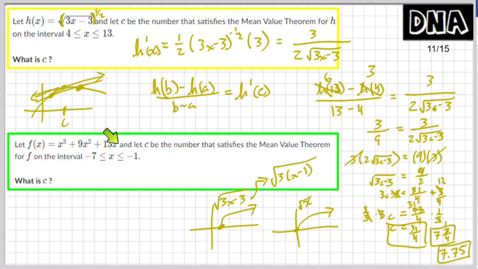The c that we were looking for is a 7.75. So this c, 7.75. All right.